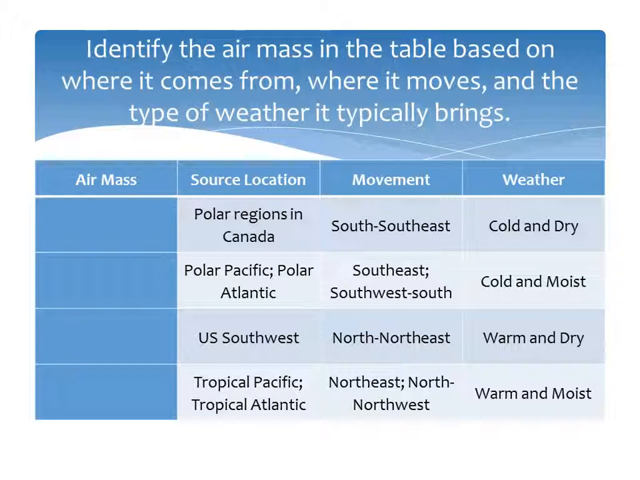The second row tells that it comes from the poles. It moves southeast and southwest, and it brings cold and moist weather. This means that it would be considered a maritime polar air mass. The third row, it comes from the southwest of the United States, bringing warm and dry weather. This would be considered a continental tropical air mass. And then the final one comes from the tropics, moves northeast, it brings warm and moist air, so this would be a maritime tropical air mass.